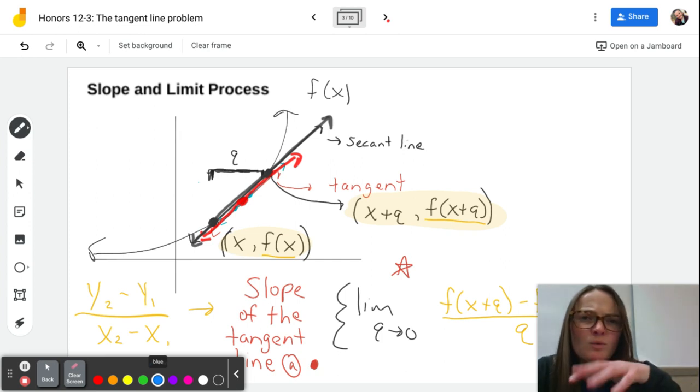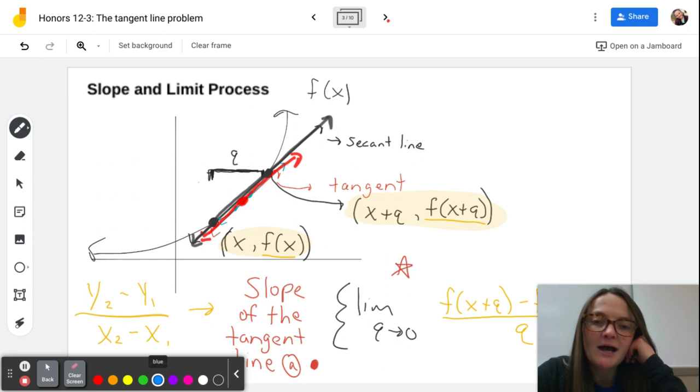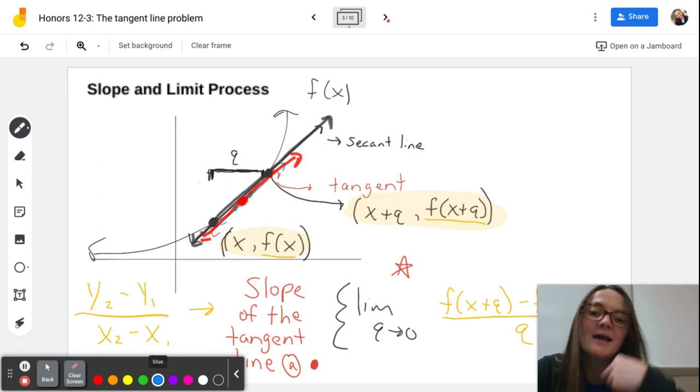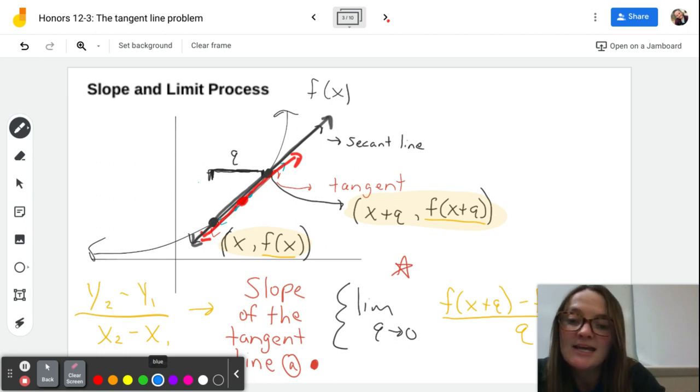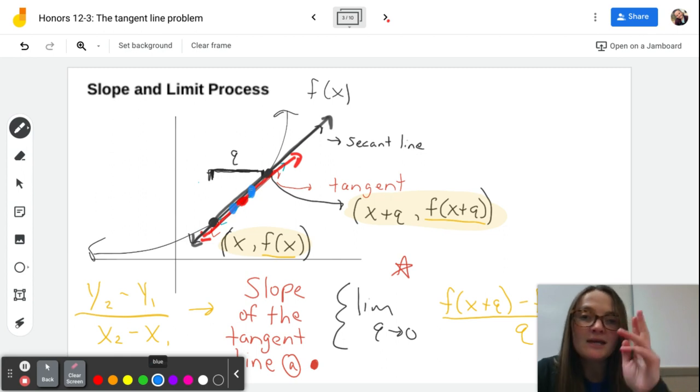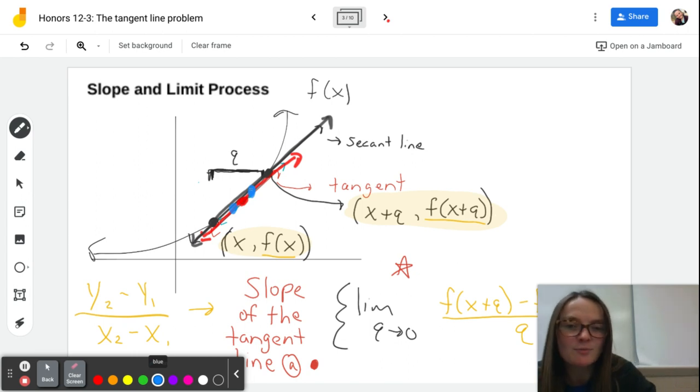What I want to do is make it as close as possible to the slope of the tangent line. The best way to do that is to take these 2 black points and move them closer to the point that we're looking for, the slope of the tangent line. If I make these 2 secant points really close to the red point, then in theory, I should be able to find the slope at the red point.